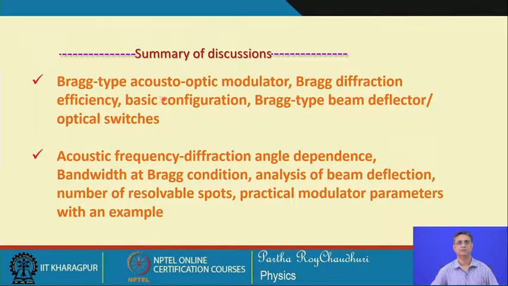So, in summary, we have discussed this acousto-optic Bragg-type modulator, with a very interesting application as an acousto-optic beam deflector, which is used for scanning, for optical switches, and many other applications in photonic devices and integrated optics. We have analyzed the frequency dependence of the diffraction angle, the bandwidth of the Bragg condition, and the analysis of the beam deflection. We also took up one example with practical parameters, to see what numbers are attached to a practical modulator for this deflection type of application.